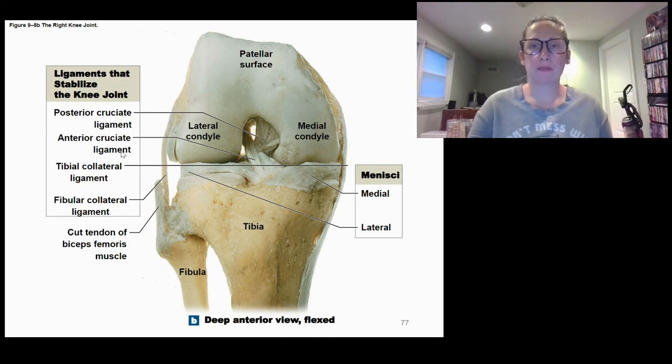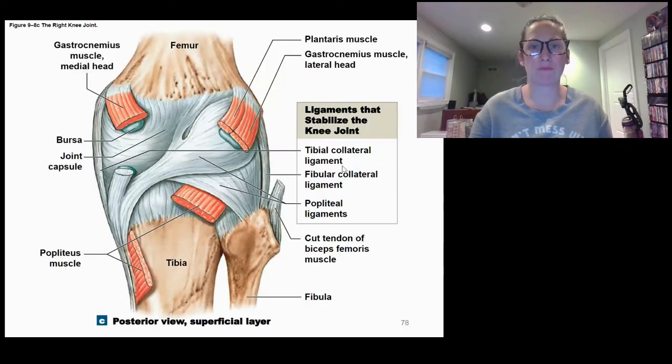If we take a look inside the joint capsule, if you will, we can see our PCL and our ACL. They are named anterior and posterior based on where they attach to the tibia. So the ACL attaches on the anterior portion of the tibia, and then the PCL attaches to the posterior portion of the tibia. All right. You can see the two menisci here, those two pieces of cartilage sitting directly on the medial and lateral condyles of the tibia. And you can also see the collateral ligaments as well, located on either side of the knee.